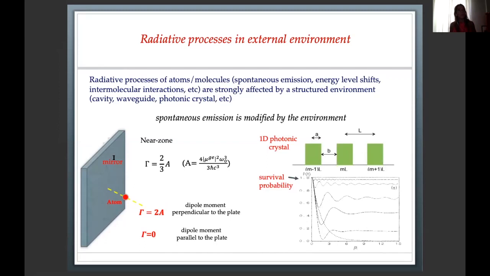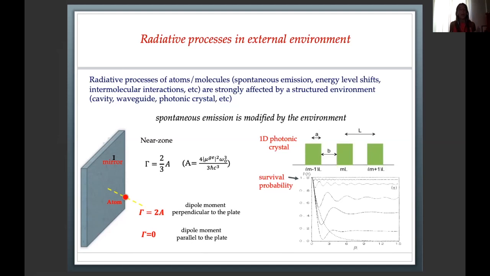modifies the vacuum field fluctuations and then modifies the radiative processes of atoms or molecules nearby. In particular, if we consider, for example, an atom prepared in an excited state near a mirror, we can find that the decay rate can be strongly suppressed or enhanced by the presence of the mirror, depending on the orientation of the dipole moment.